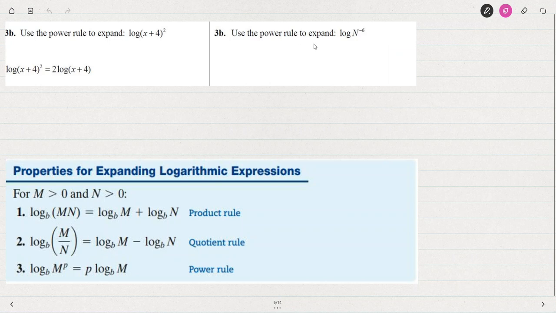We could use the power rule to expand log of n to the negative 6. This looks like it's a log base 10, doesn't it? Log base 10, because it's a common log. When we have a log and there's no base written in, it's implied that the base is 10. So we call this the common log.